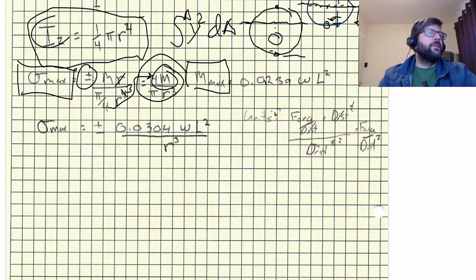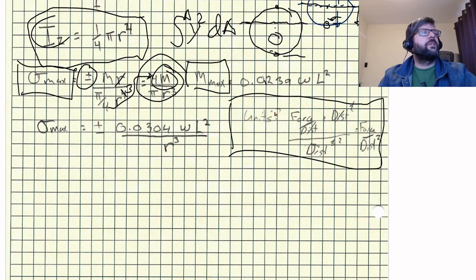And then one thing I do like to do is analyze to make sure my units are correct. Again, the W is a force distributed over a length, so force over distance. The L squared is a distance squared, and the r to the third is a distance cubed. So the distance here cancels out with one of the distances here, and the other distance on top cancels out with one of the distances on the bottom, leaving us with force over distance squared, which is a stress level. It's a pressure. It's the type of units we're expecting. So we're good to go there.